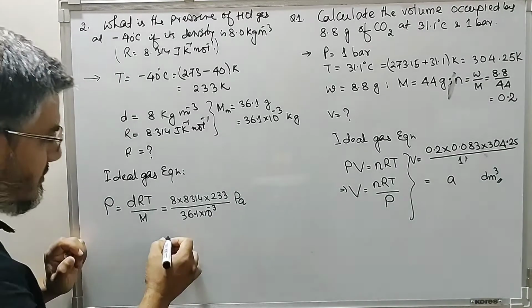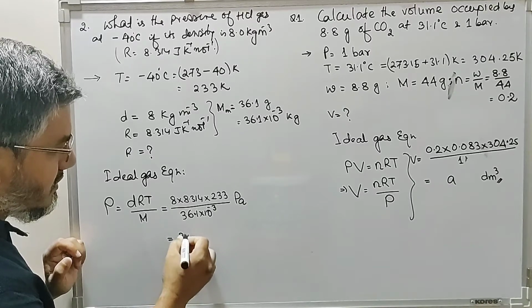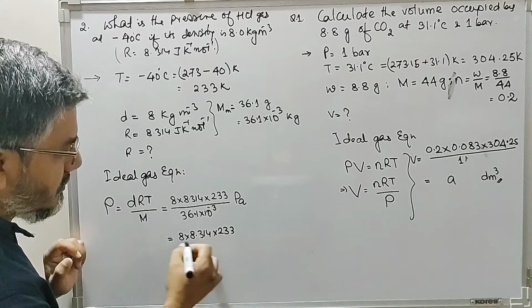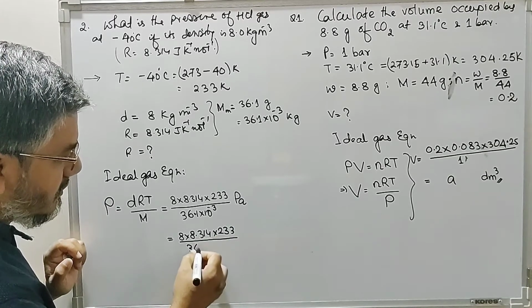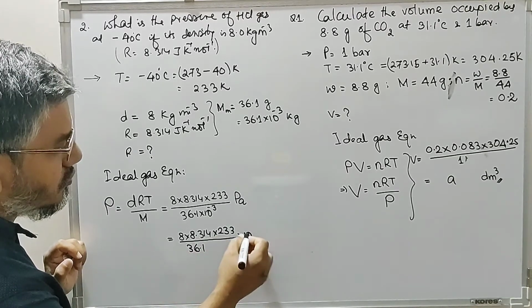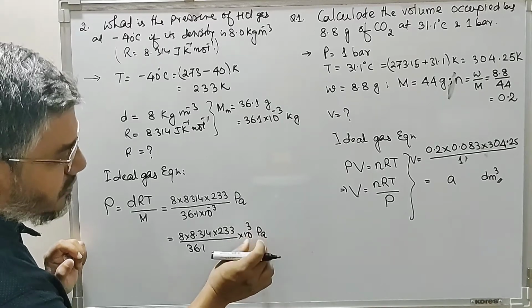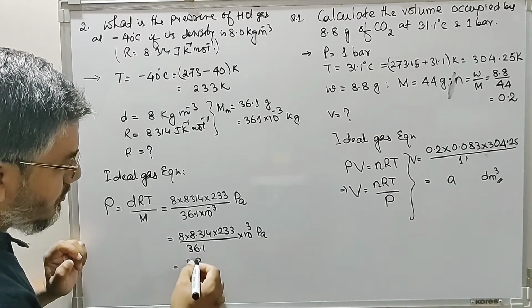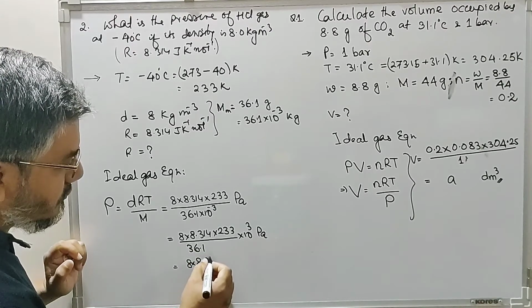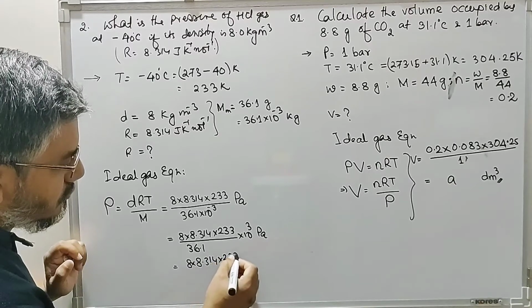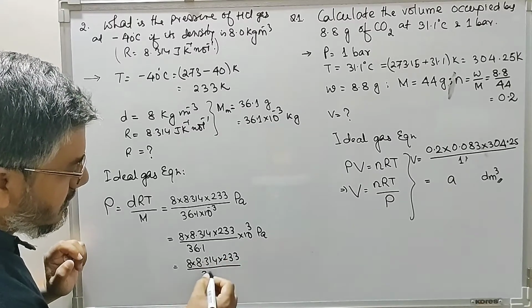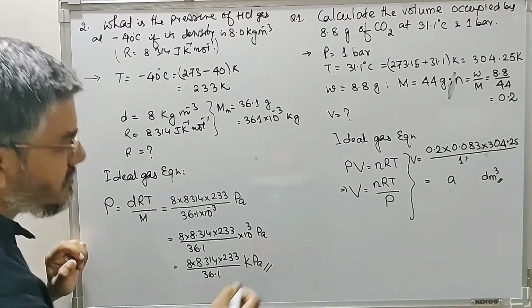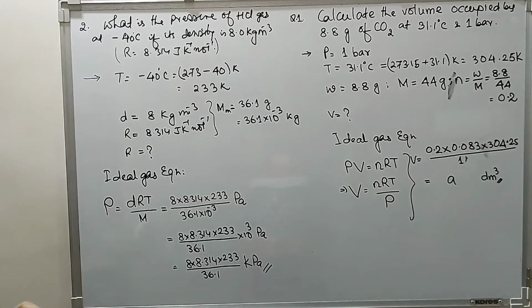So if you look at this, this may be written as 8 into 8.314 into 233 divided by 36.1 into 10 to the power 3 Pascal. So 10 to the power 3 Pascal is kilopascal. So look at this, it is 8.8 into 8.314 into 233 divided by 36.1 kilopascal. These must be the values of the pressure.